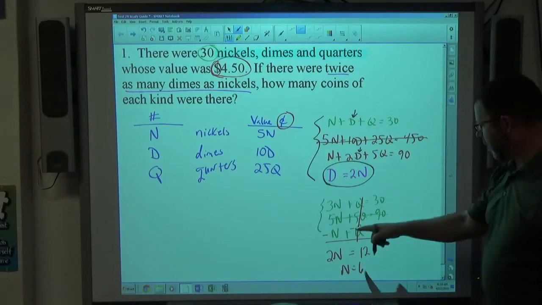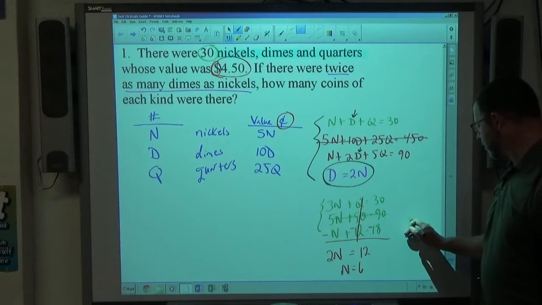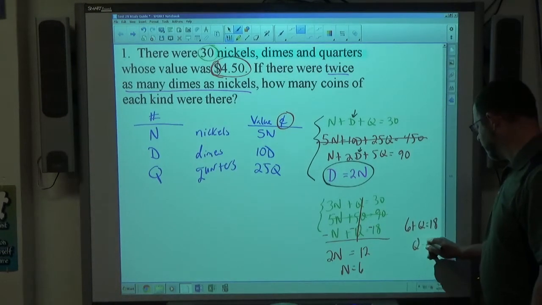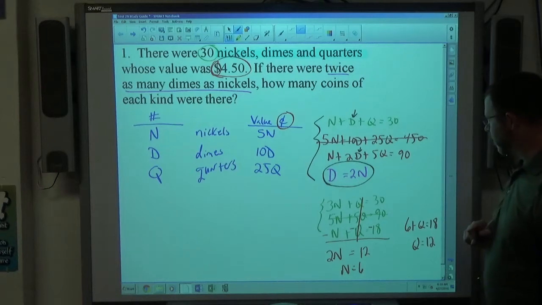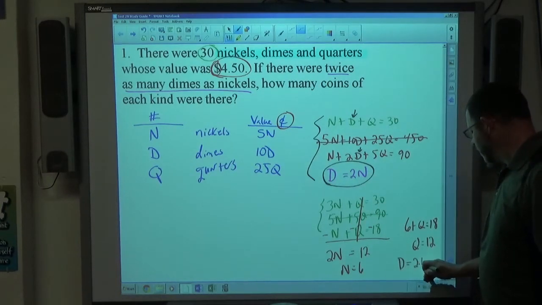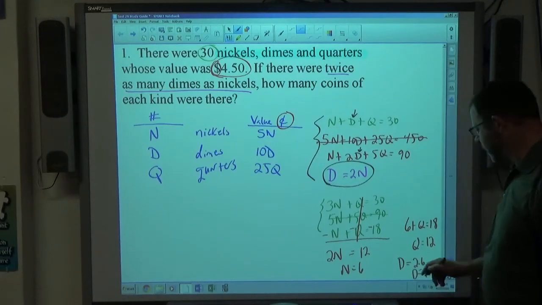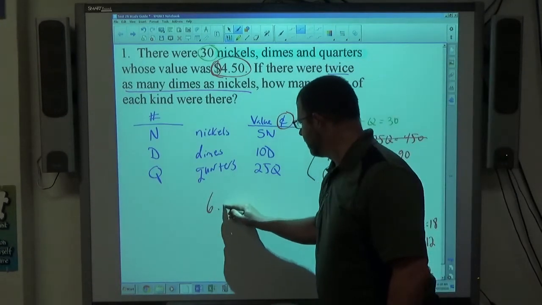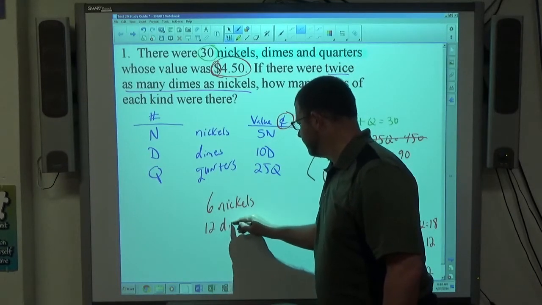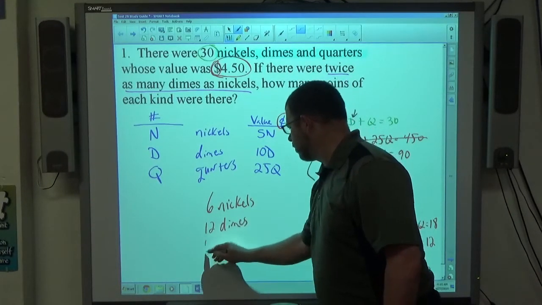If I go back, we know n plus q is equal to 18, so 6 plus q is equal to 18. Therefore, q has to equal 12. And we also know that d is equal to 2 times n, so d is equal to 2 times 6, so d will equal 12. So we got 6 nickels, 12 dimes, and 12 quarters.